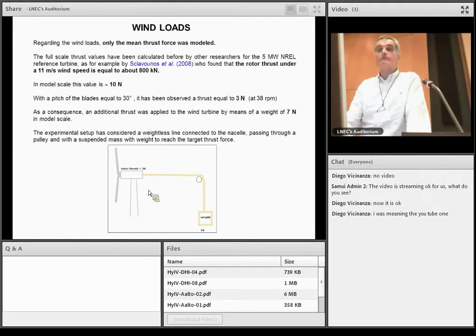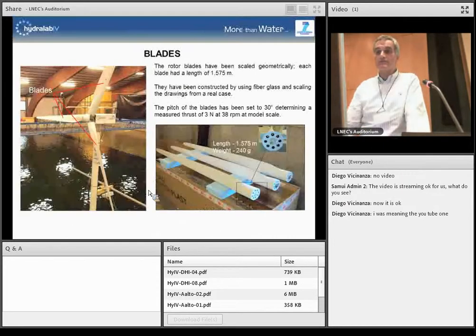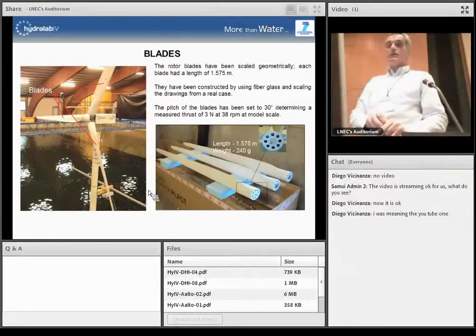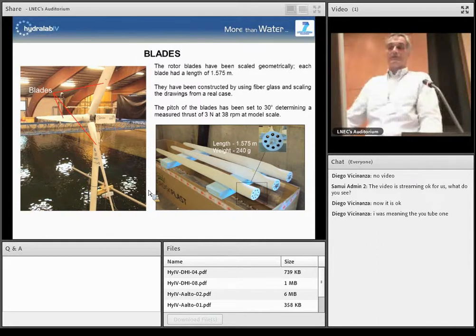Other instruments have been used, such as the Qualisys track system, which allowed to follow the 6 degrees of freedom of the structure. Then a 6-component force gauge was installed at the base of the tower, a 4-component force gauge was installed at the base of the nacelle, and then we had 3 accelerometers. 2 were at the nacelle base and 1 at the bottom of the tower.